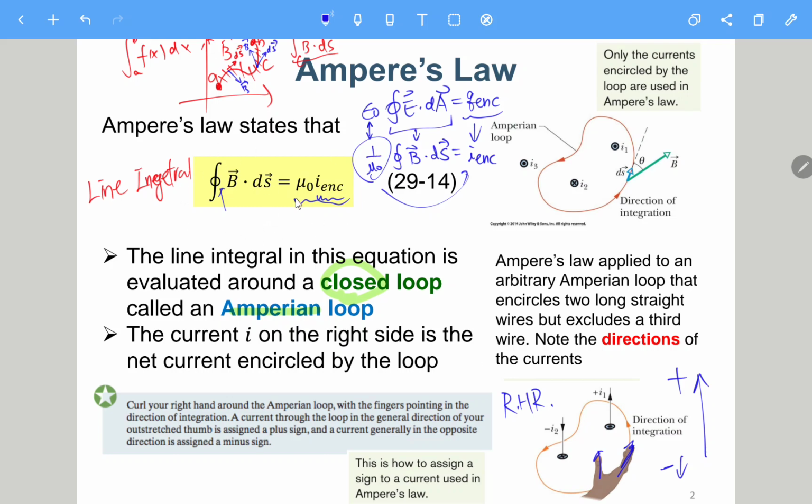So this is the introduction to Ampere's law. The current I on the right side is the net current encircled by the loop. I enclosed means we only count the current enclosed by the loop. The current outside the loop we don't count, and after excluding that, we need to determine the polarity, and this is pretty much it.